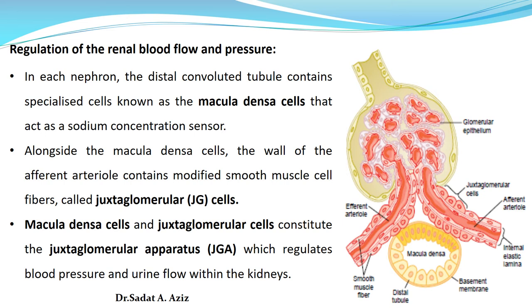Alongside the macula densa cells, the wall of the afferent artery, and we have such cells even within the efferent artery, but they are predominant in the wall of the afferent artery, contains modified smooth muscle cell fibers, which are called juxtaglomerular cells. So, modified smooth muscle cells.